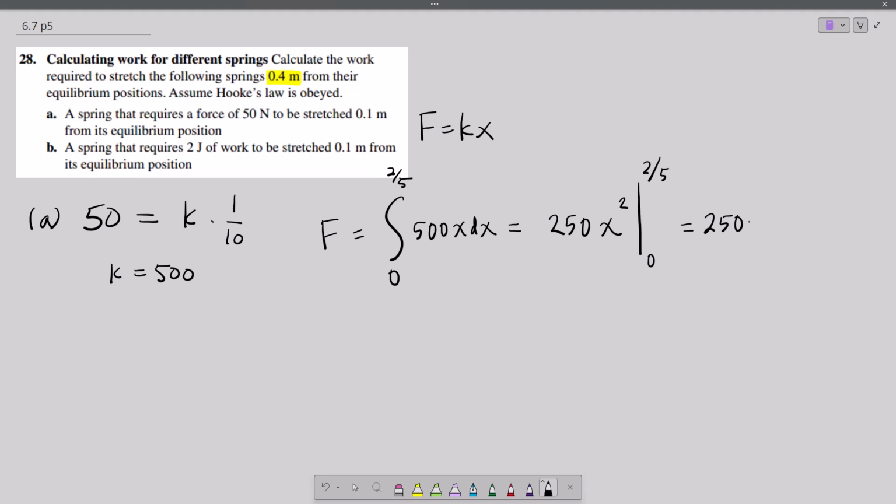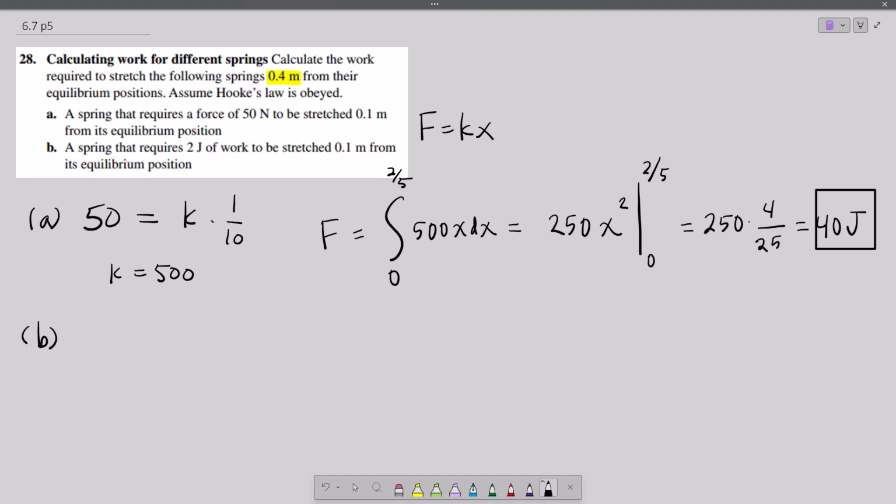And so that's going to be 250. And if we square that, we're going to get 4/25. So it looks like 40 joules. Does that look right? If we square that 4/25, 25 goes into there 10. That looks fine. Okay. Thank you.